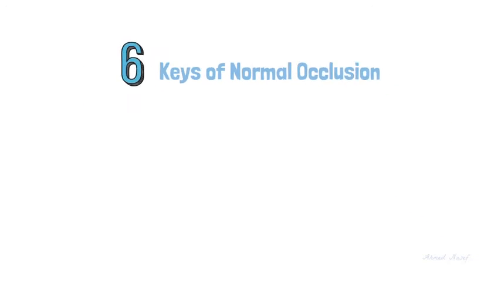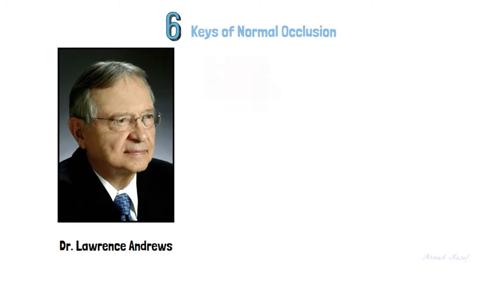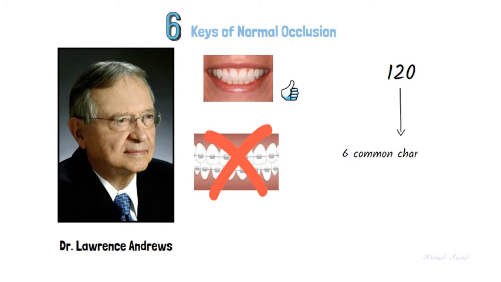So these 6 keys were developed by Andrews in the 1960s. And he really wanted to know what constitutes excellent tooth positions and relations between the arches. So he decided to search for people who have excellent dentition naturally without any orthodontic intervention, so that he can study them. So he gathered a sample of 120 subjects and took impressions of the teeth. And he tried to search for common characteristics between those 120 subjects. And he found 6 common characteristics between them, which is known now as the 6 keys of normal occlusion.